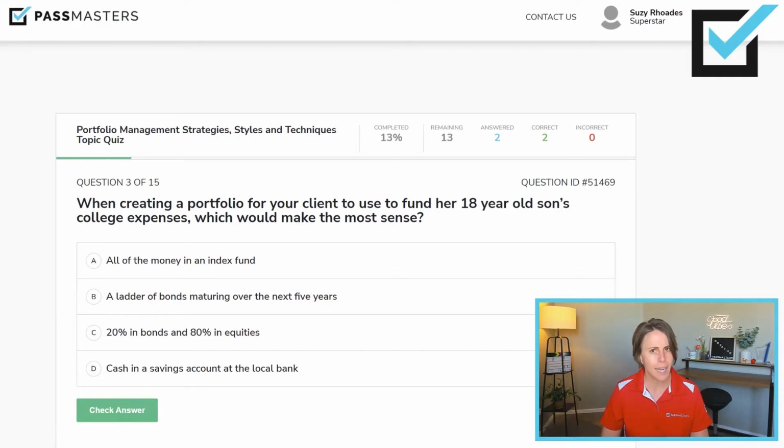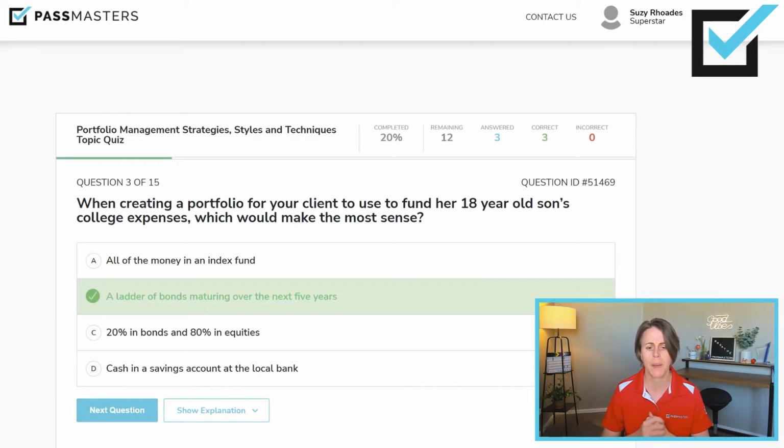So if you were in an index fund, you would be in the market, and this kid's got a really short time horizon till they're going to college. College takes 4 to 6 years usually these days. Hopefully, fingers crossed, I have lots of kids, so yes. So an index fund would be too aggressive. A ladder of bonds maturing over the next 5 years, that is a really good suggestion. That would make the most sense of these choices.